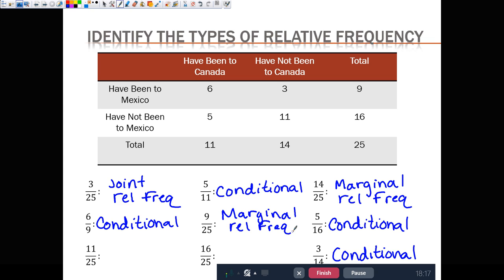All right, I'm going to change this 11 to a 5 because there's two 11s. It's not a good number to use. So if it was 5 over 25, what would it be? Joint, right? Because it's 5 over 25. What about 16 over 25? Marginal.